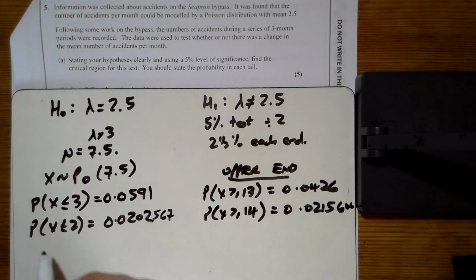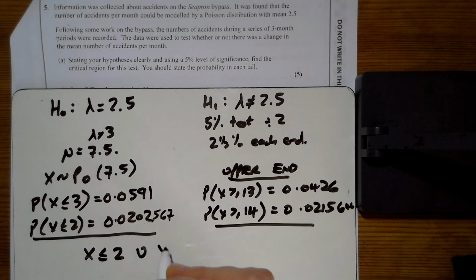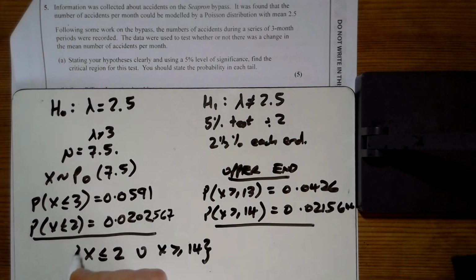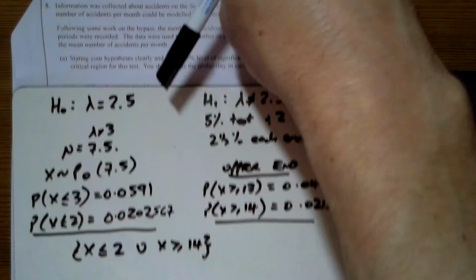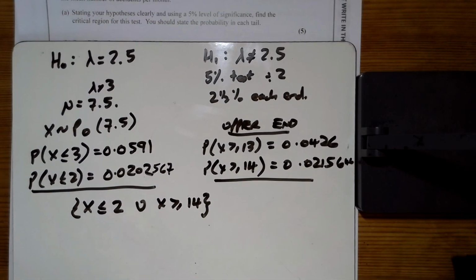So what is my critical region? My critical region is X is less than or equal to 2 unioned with X is greater than or equal to 14. You should state the probability in each tail. I've done that, didn't I?